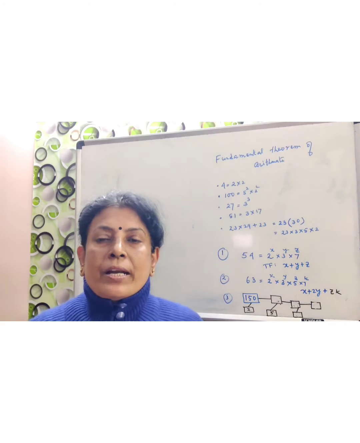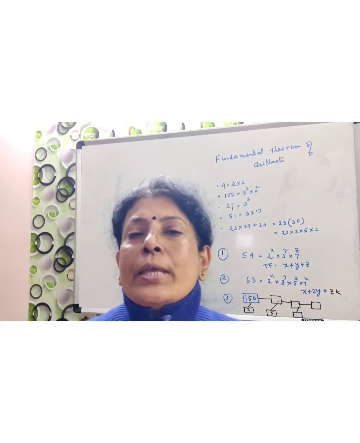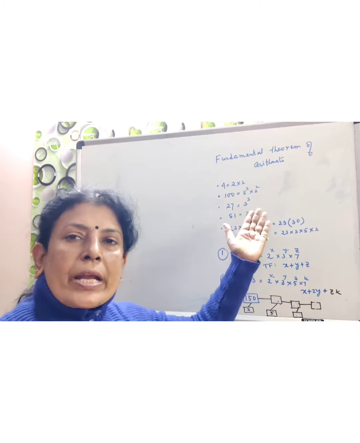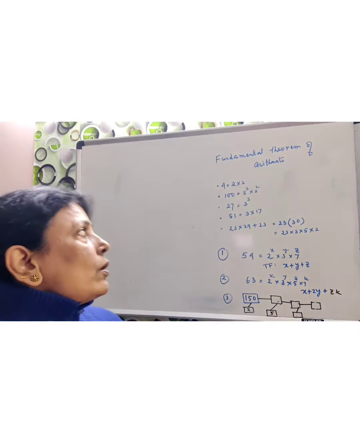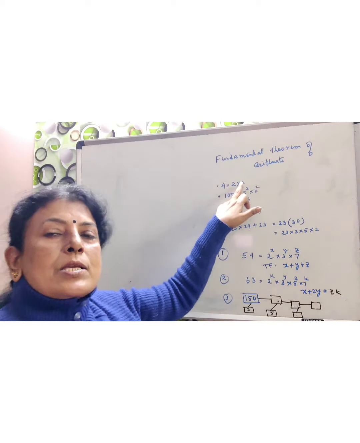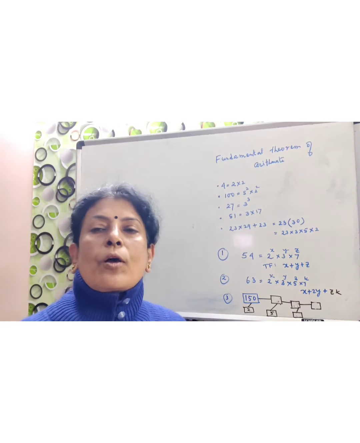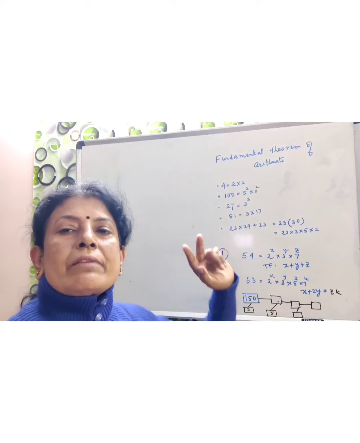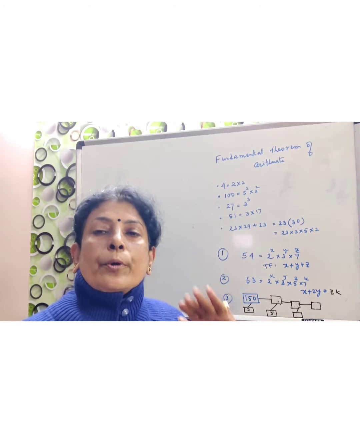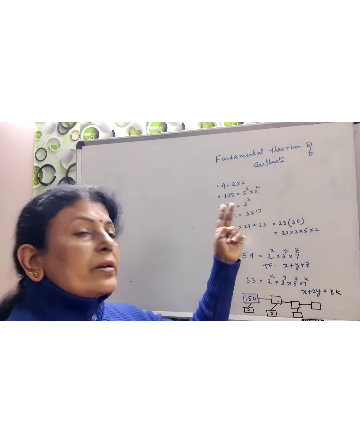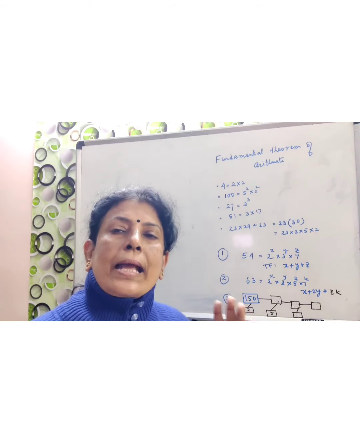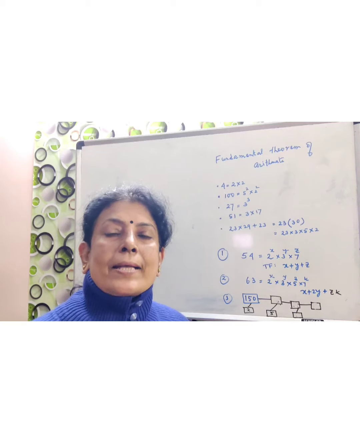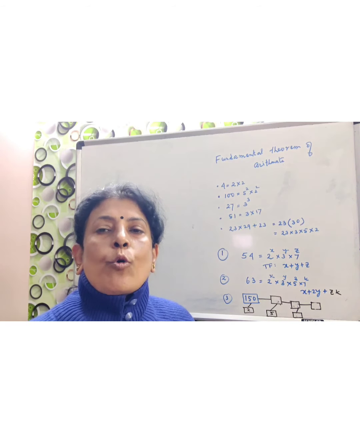Now, according to the fundamental theorem of arithmetic, we can say 4, 100, 27, these are all composite numbers, because 4 can be expressed as 2 into 2, that is a product of 2 prime numbers. 27 is 3 into 3 into 3, a product of 3 prime numbers. 100 is equal to 5 to the power 2 into 2 to the power 2, that also can be expressed as a product of 4 prime numbers, and so on.